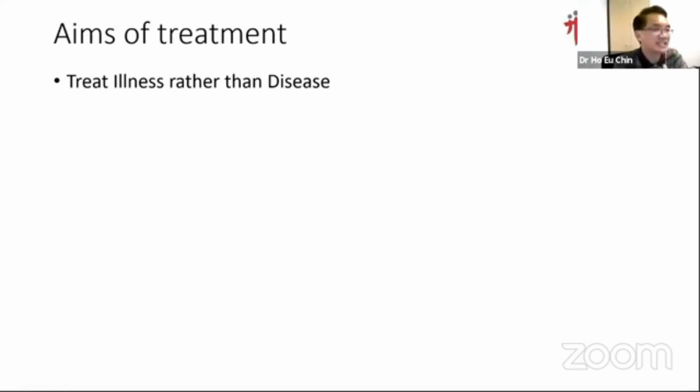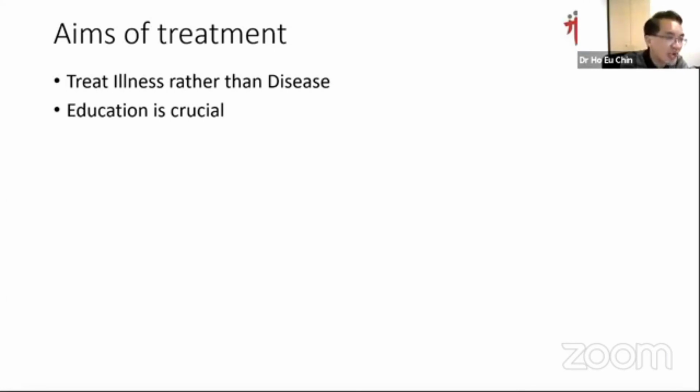Disease is what has gone wrong with the organ. Is it cancer? Is it a heart disease? Illness is about how the disease impacts the patient, how the patient experiences the symptoms and how the symptoms affect their quality of life and their function. So when I manage a patient, it's important to focus on the patient's perspective.